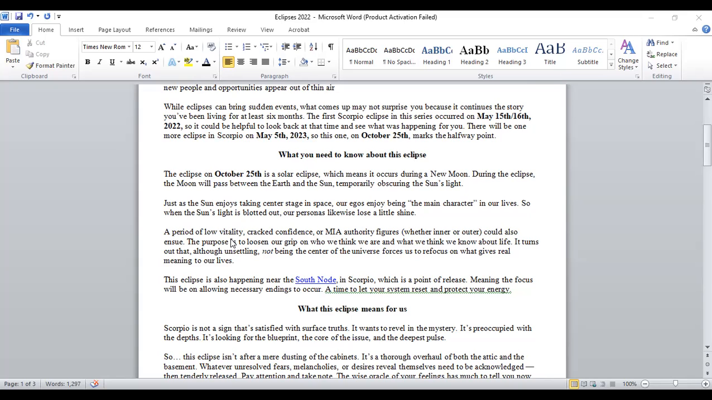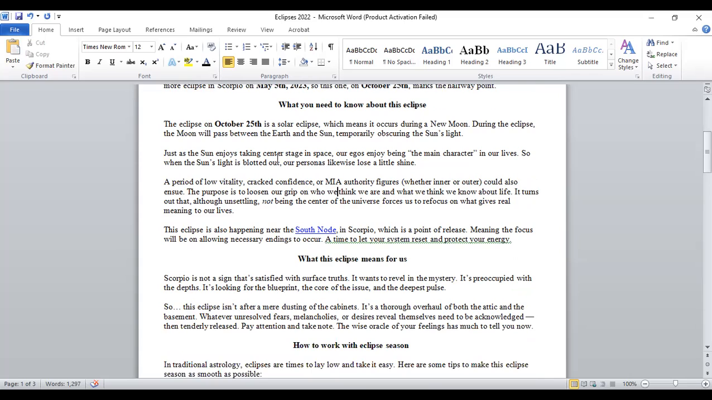The eclipse on the 25th is a solar eclipse. This means that it occurs during a new moon. During the eclipse, the moon will pass between the Earth and the sun, temporarily obscuring the sun's light. Now this one's partial, so it won't totally block out the sun.